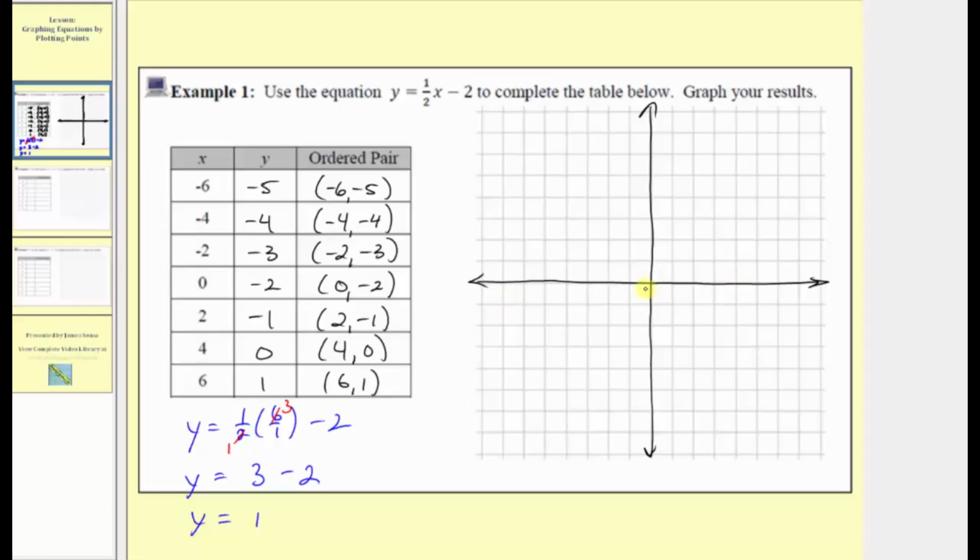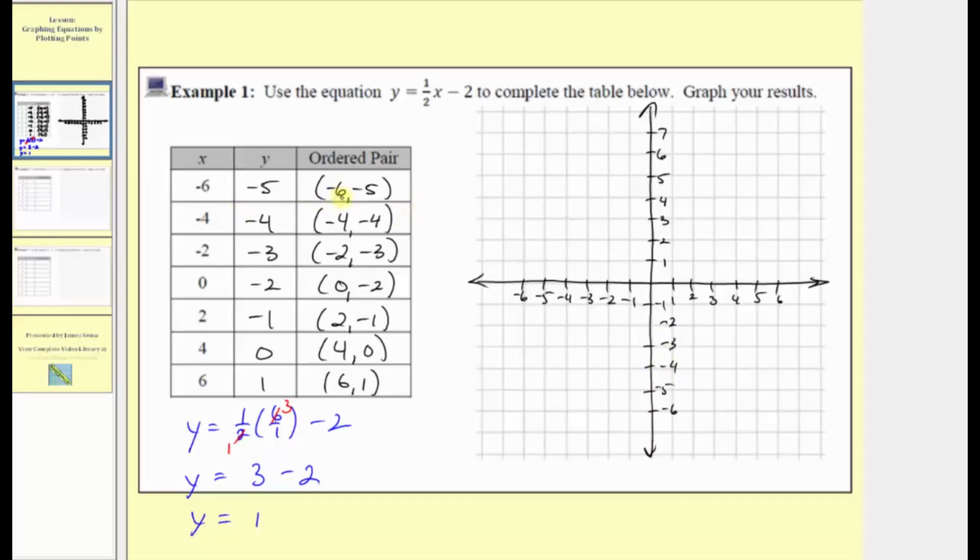So on the horizontal axis to the right of the origin, we'd have 1, 2, 3, and so on. And to the left of the origin, we'd have -1, -2, -3, and so on. On the vertical axis up from the origin, we'd have 1, 2, 3, and so on. And below the origin, on the vertical axis, we'd have -1, -2, -3, and so on. And now let's plot the points given by the ordered pairs.